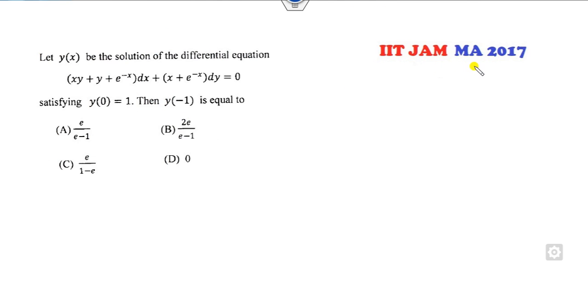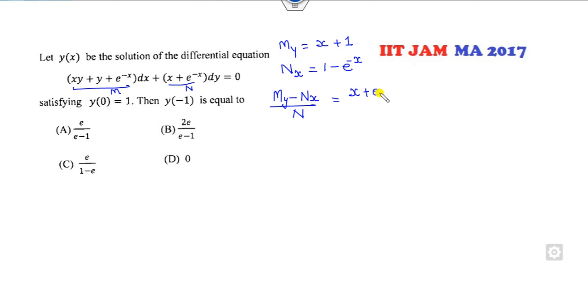Now again, it's JAM 2017. What is the solution of this? Again you can see this is my M, this is my N. I will check firstly the exactness. So it is x plus 1, N with respect to x is 1 minus of this. So they are not exact. So I have to subtract them. Clearly, if I divide it by M, it involves both the terms. So I have to divide by xN. So what will happen? It's x plus e raised to power minus x, and what is the N? Again same. So the answer is 1, which is a function of x.